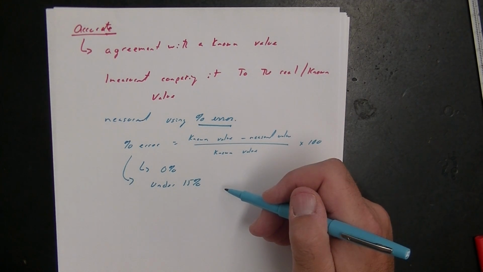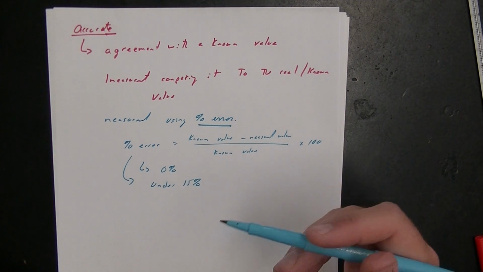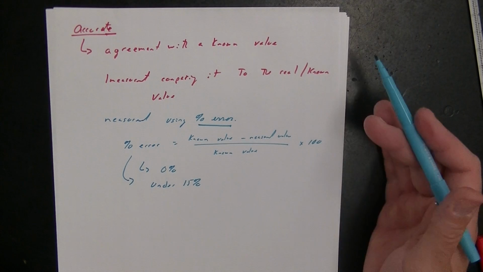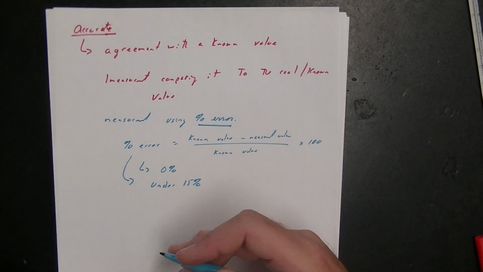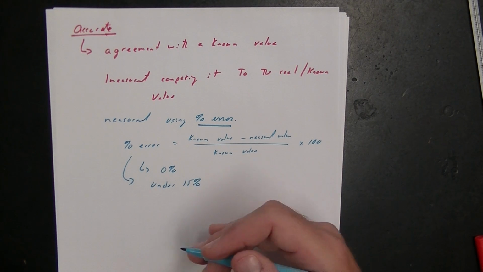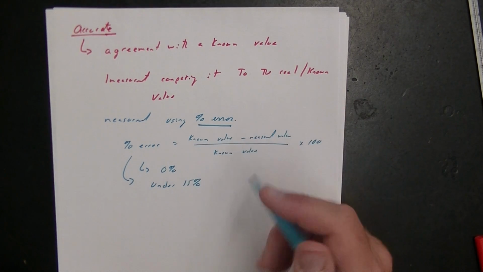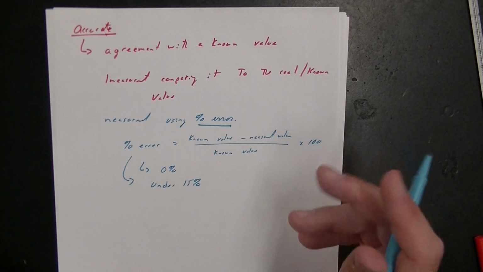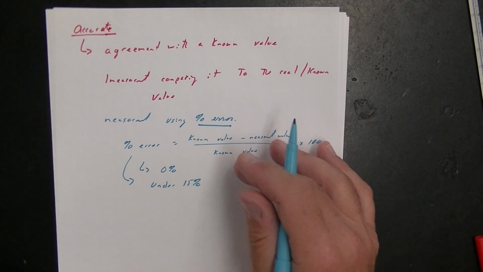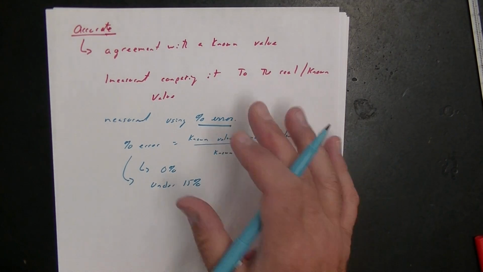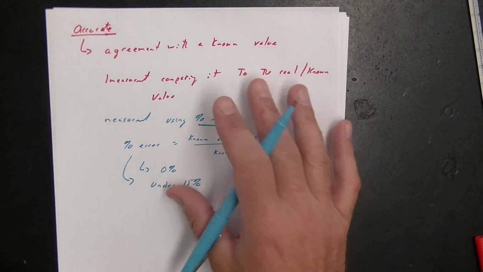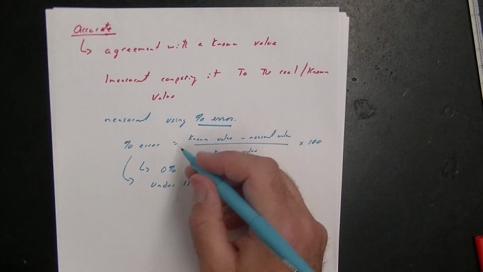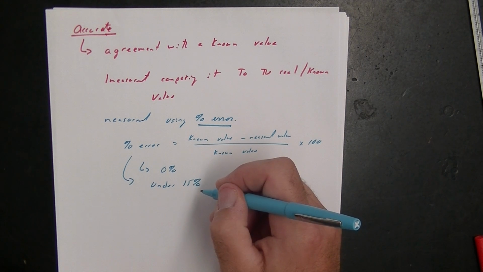So if you get a big percent error, you have to go back and look at what's going on. Did you measure wrong? Did you do the lab wrong? Maybe you did some calculations wrong. You have to figure out why. And if you can't figure out why, you might have to do the whole experiment again. That is true in this class. So we're looking for percent errors under 15%.